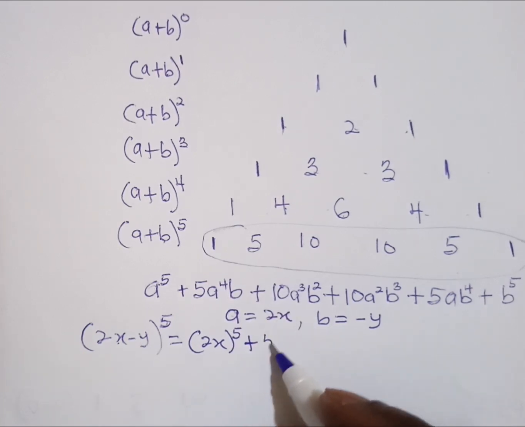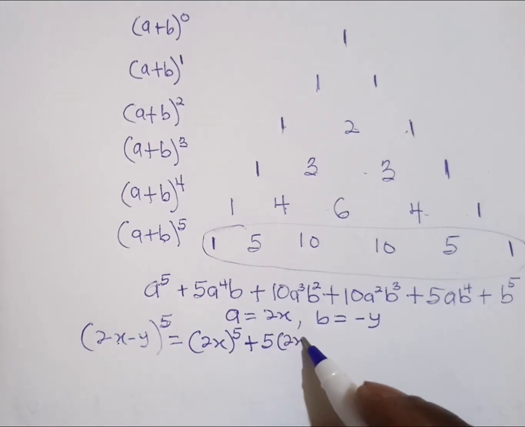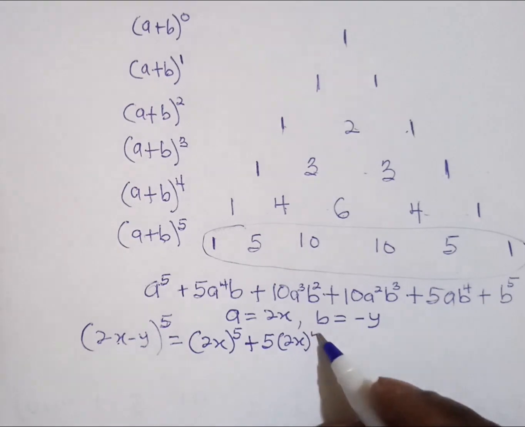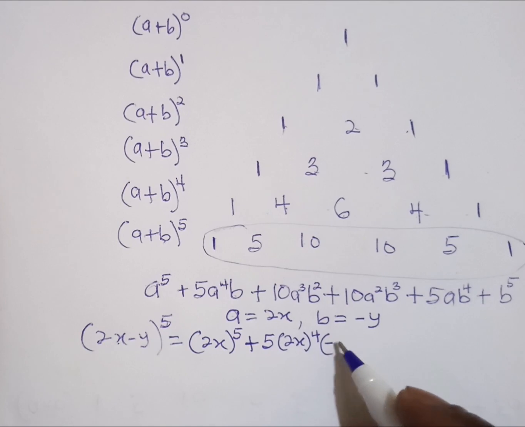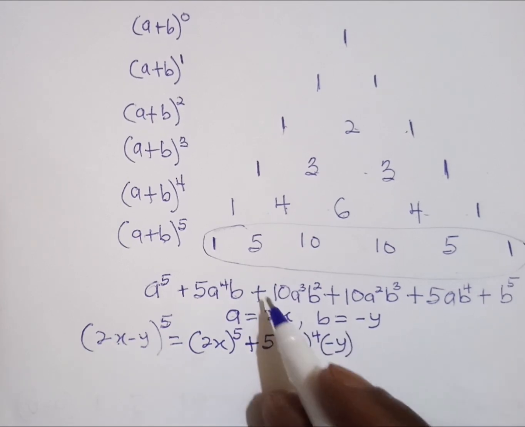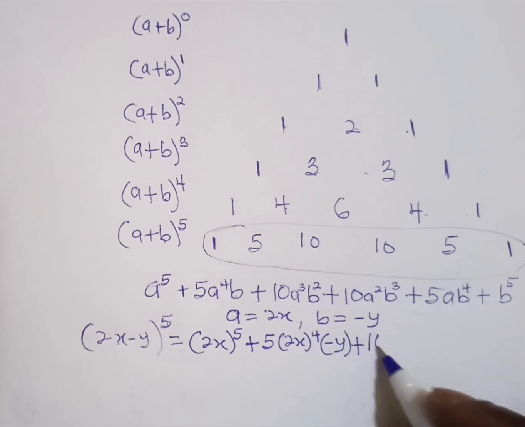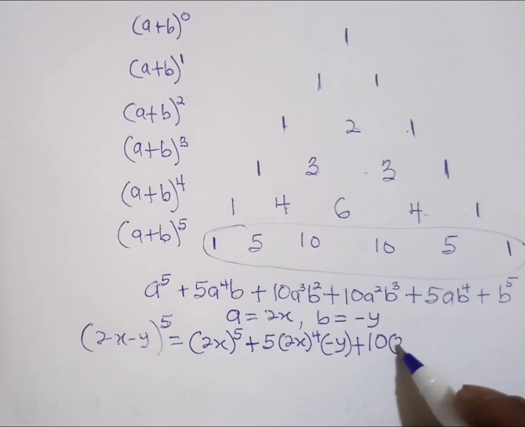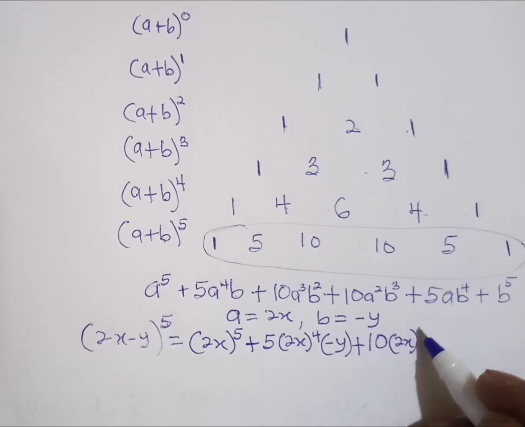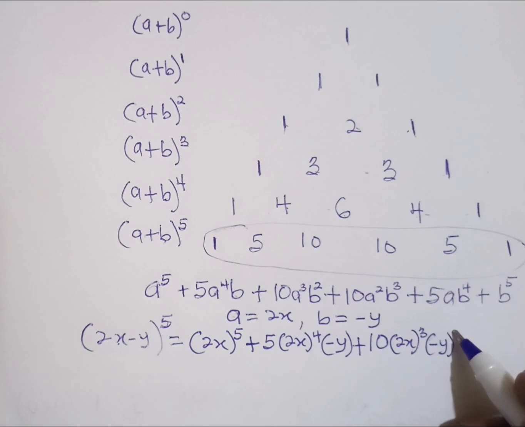Then the next one is what? 5. Then a is there, so it means I should put 2x exponent what? 4. And what is my b? My b is negative y. So I'll put my negative y there. Good. Then I'll add my what? 10. So 10, a is what? 2x, and then I should take the cubic of it. Then my b is what? Y.